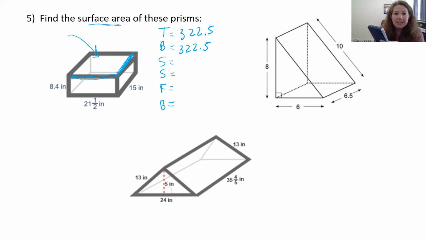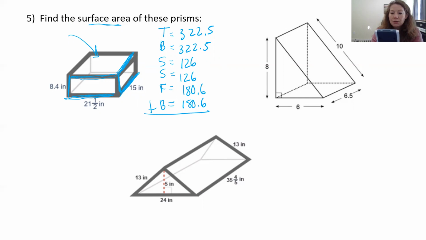All right, now the 2 sides, how long are those sides? The sides are 15 by, how tall are they? 8.4. So 15 times 8.4 is 126. And I know both sides have those same dimensions. And then I have a front and a back. So the front of the box is 21.5 by 8.4. So 21.5 times 8.4, and that's 180.6. And there's 2 of those, right? Front and back. So I'm going to add up all of that stuff.